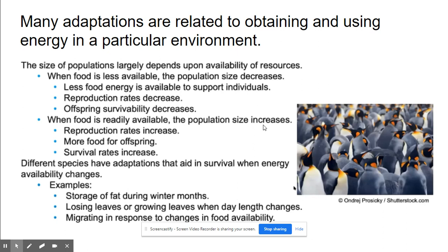Different species have adaptations that are going to aid in survival when the energy availability changes. Some adaptations are already helping with these things, knowing that the amount of energy may change. So, for example, there are species that may store fat during the winter months to help with this. We might see that they lose leaves or grow leaves when the daylight changes based on availability, or even migrate in response to changing food. They may migrate from one area to another area. Having enough energy is extremely important for populations.